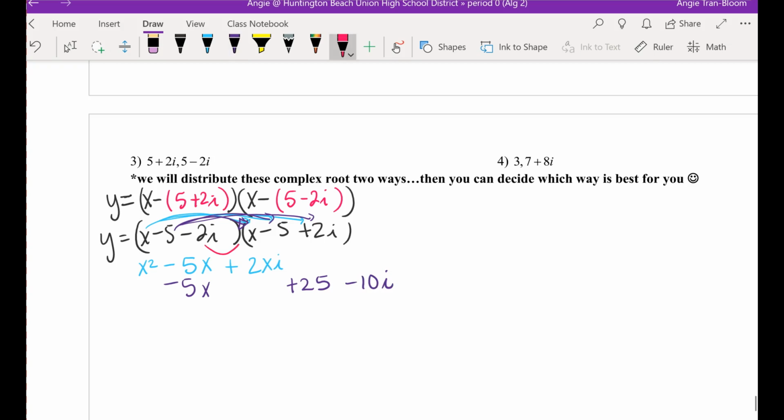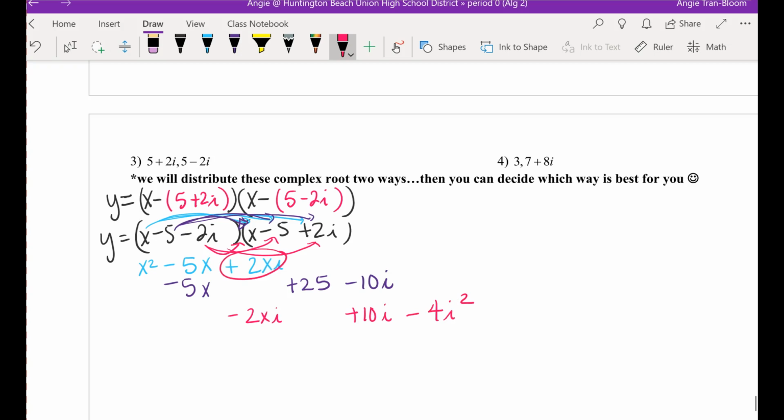Next, negative 2i times x is? Negative 2ix or negative 2xi. Does it matter? No, you can write ix or xi. That's really up to you. Negative 2i times a negative 5 is positive 10i. Negative 2i times a positive 2i is negative 4i squared.